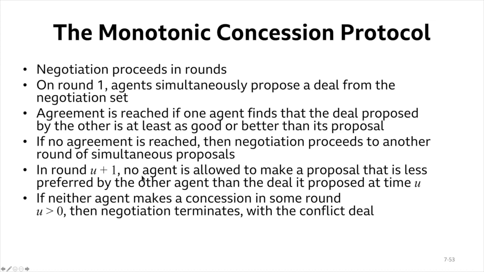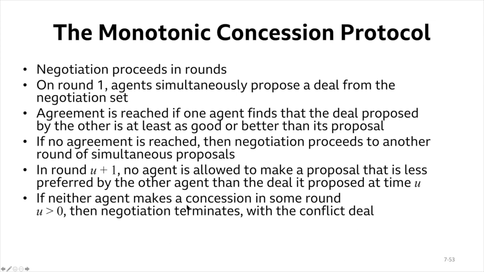Okay, and we've got two constraints on this protocol. The first is that no agent is allowed to backtrack. So in round U+1, no agent is allowed to make a proposal that is less preferred by the other agent than the deal that it proposed at time U. That is, if I make things more attractive to you, then I'm not allowed to backtrack and make things less attractive to you. The upshot of that is that the two agents, when they negotiate with each other, are essentially going to move monotonically closer. Every round, they must move monotonically closer. They can't move further away.